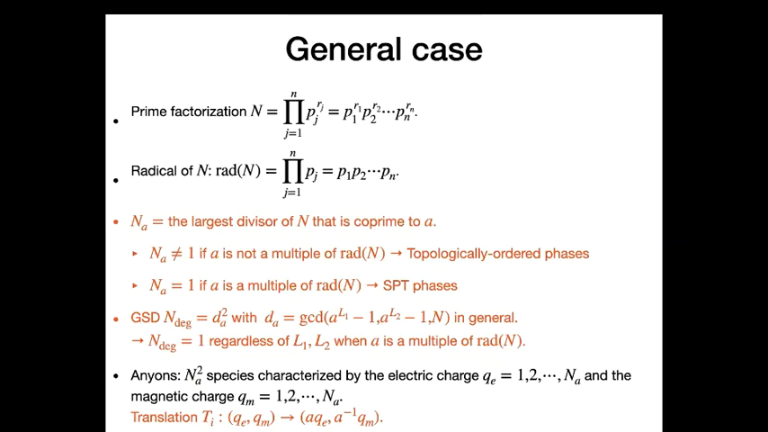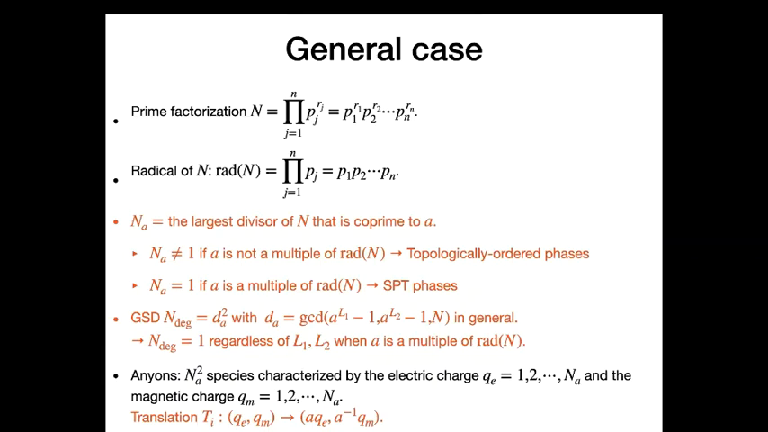Let me give you one more detail. Suppose that n can be prime factorized this way. Then there's a mathematical notation, the radical of n, which is a product of all prime factors of n, but with the power just one. So we have a rule: if the parameter a is a multiple of the radical of n, then Na equals 1.